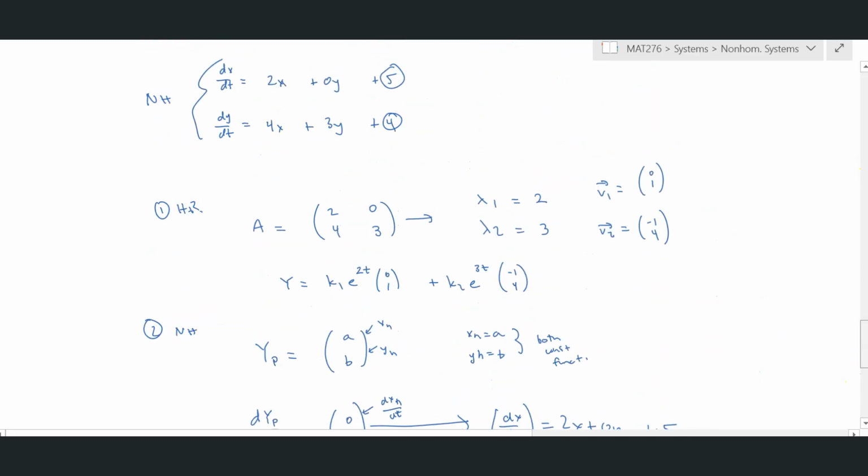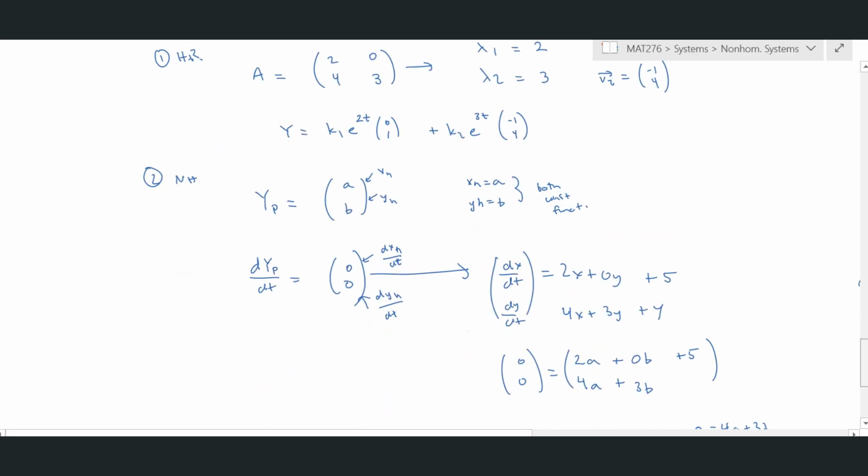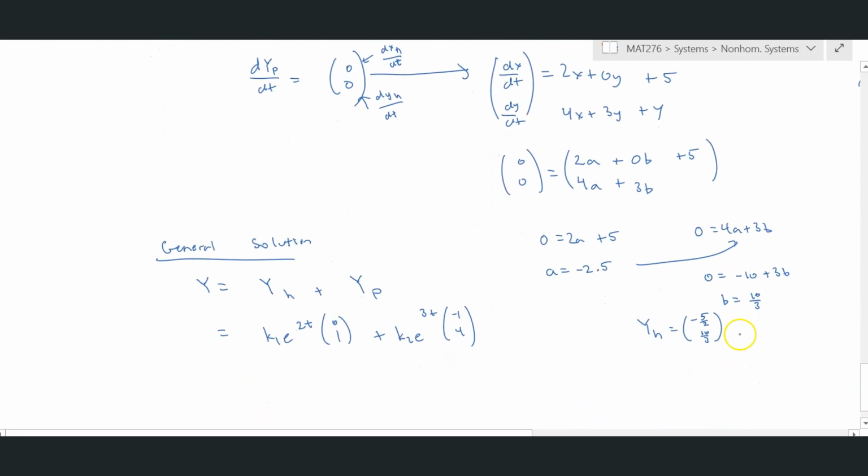Let's see how we're doing so far. Make sure I remembered that correctly. Okay, good. And finally, then we'll have plus the y, sorry, this was y particular over here, not y homogeneous. And y particular will be negative 5 halves and 10 thirds. And so there you go. You have x of t would be the top row, y of t would be the bottom row. Remember, that's all the capital Y stands for.